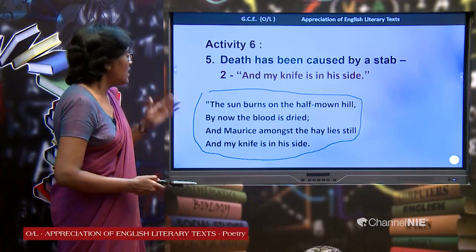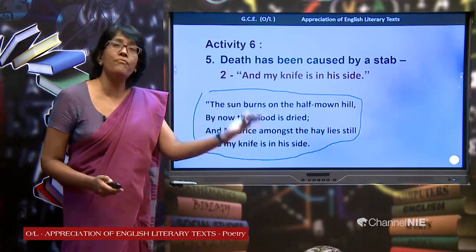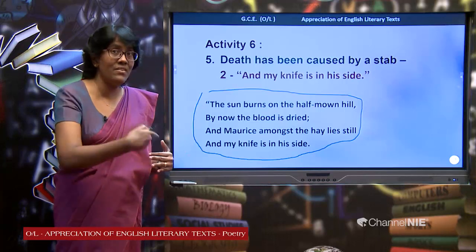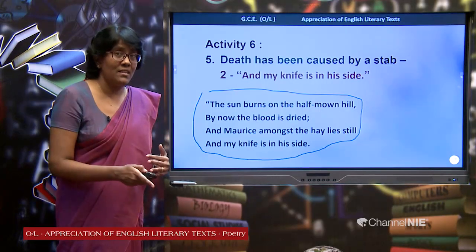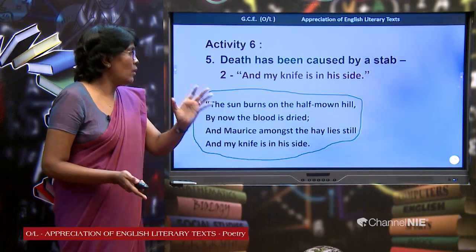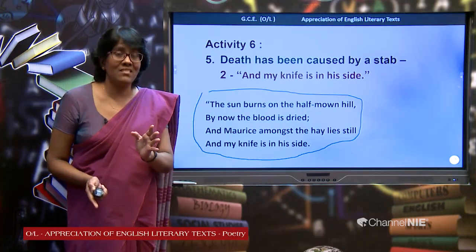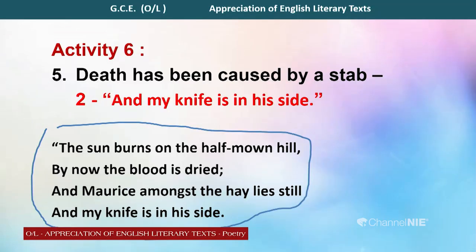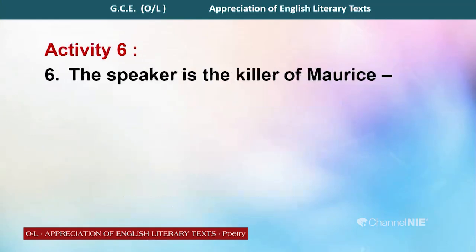Right. Well, the sun burns on the half-moon hill. Half-moon hill. That means they were working only half, not the entire thing. Right? By now the blood is dried. And Maurice amongst the hay lies still, and my knife is in his side. So that's 100% sure that the death has been caused by a stab. It's not a natural death.